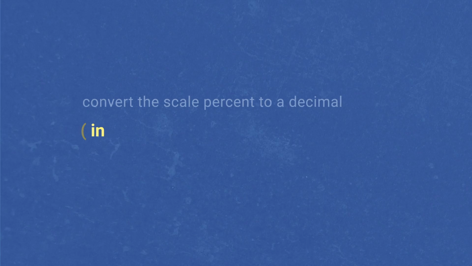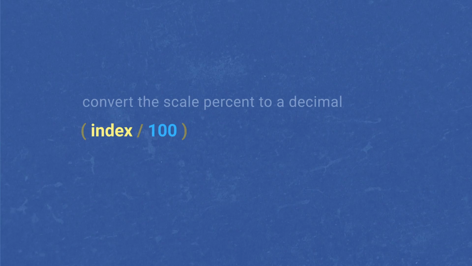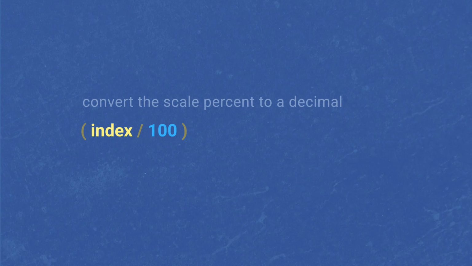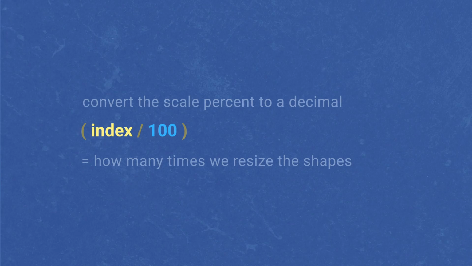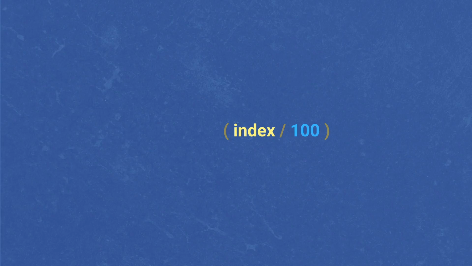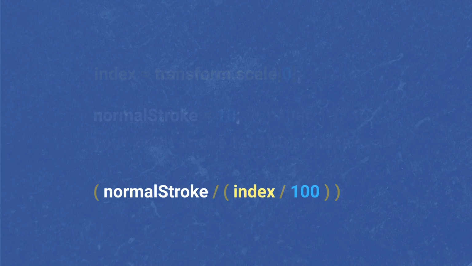We convert the scale percent to a decimal. That means we need to divide the scale parameter by 100. We get the coefficient of how many times we resize the shapes. Then we divide the index by this coefficient. Voila!